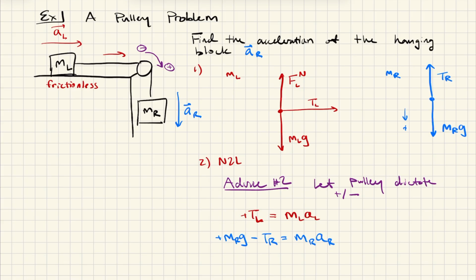Okay, and so these are our two equations. And if we look through this, what we find is that there's one too many unknowns here, right? We don't know what the tension on the left is. We don't know what the tension on the right is. We don't know what the left acceleration is, and we don't know what the right acceleration is.